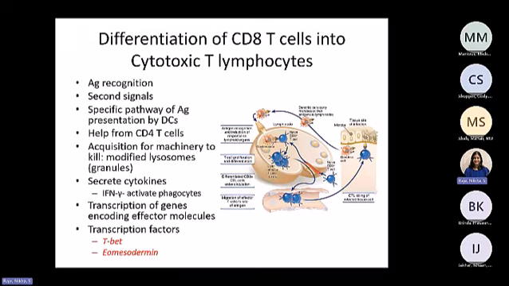And then during the process of differentiation, they're going to acquire all the machinery needed for killing, for their function, which is the granules. These granules are modified lysosomes that have specific functions. These cells can also secrete some cytokines, the important one being interferon gamma that helps in activating phagocytes. The important transcription factors present in CTLs are T-bet and eomesodermin.